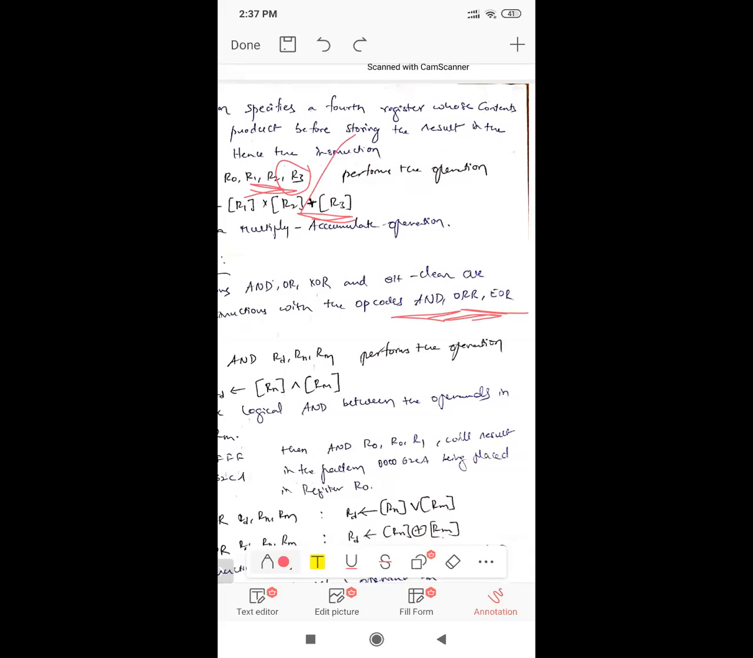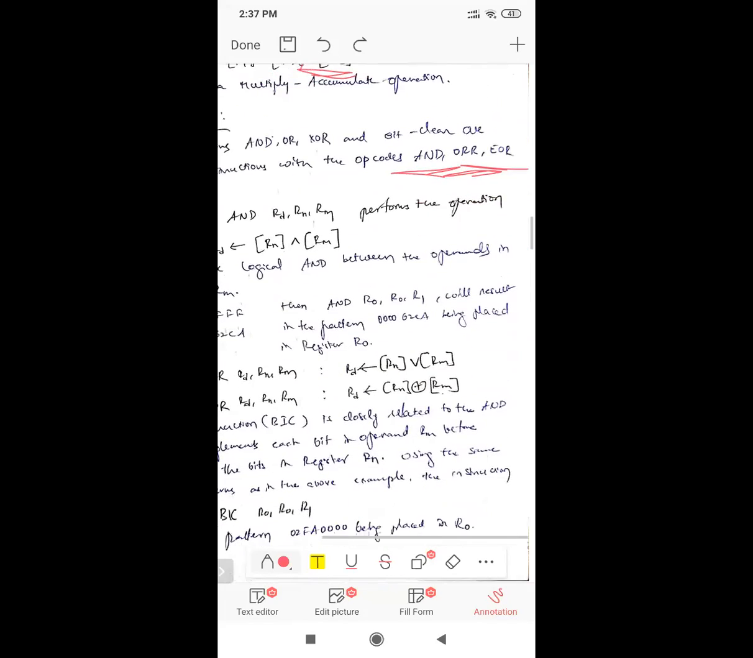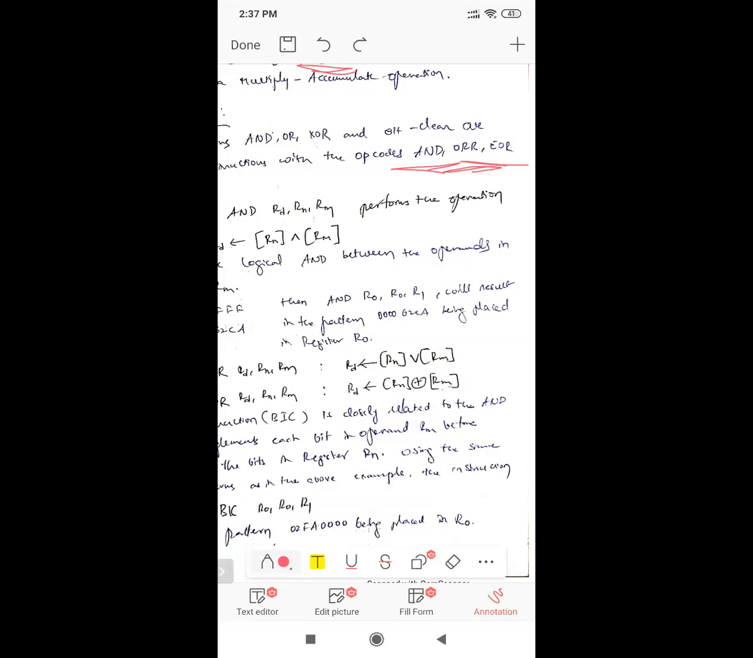If Rn is 1010 and Rm is 1100, then the AND operation is performed on these two registers. This is Rn, this is Rm. Let us take 4 bits. Actually they are 32-bit registers, but just for explanation, I have taken 4 bits.